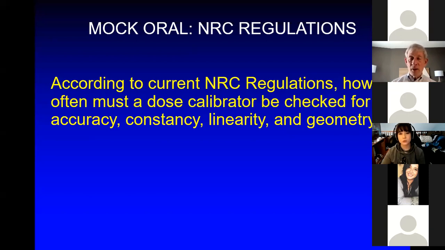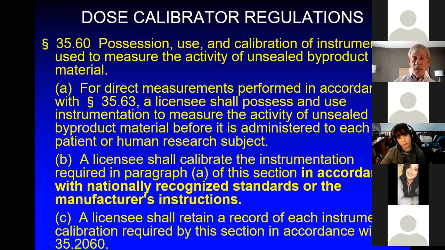They took this out of the regulations. They used to say you must perform the accuracy test annually, constancy is daily, linearity is quarterly, geometry is at installation, and here's how you do it. Now, look what's in the NRC regulations. We're now working in part 35. That's human use of radioactive materials.